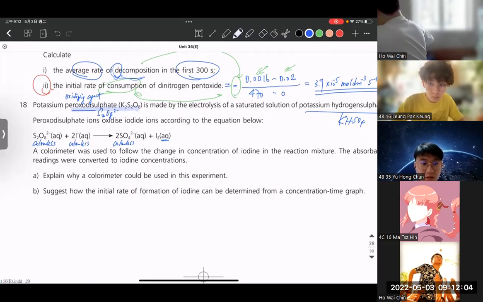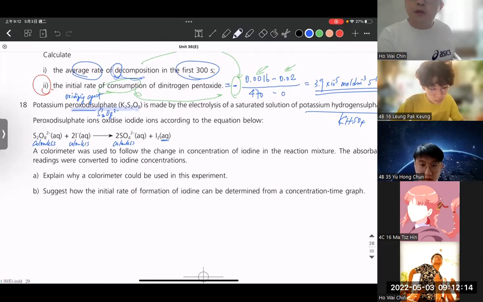Iodine solution. What is the color of iodine solution? Purple. Agree? How about the others? Parker, do you know the color of iodine solution? Then you may see the word aqueous, aq. So it is mainly water as a medium, right? Yellowish brown, yes, correct.